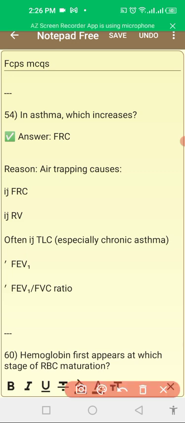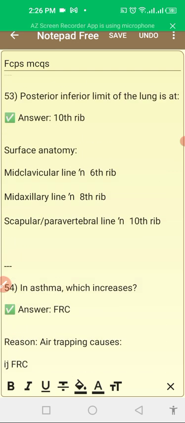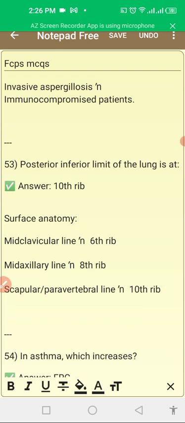Now here comes the favorite one: asthma. Asthma is restrictive lung disease. In restrictive, sorry, it is obstructive lung disease. In obstructive lung disease, there will be an increase in functional residual capacity, increase in residual volume, increase in total lung capacity, and decrease in FEV. While in restrictive lung disease there is restriction to inspiration, and then there will be a decrease in the capacities, a decrease in compliance of the lung, and a decrease in the functional residual capacity.